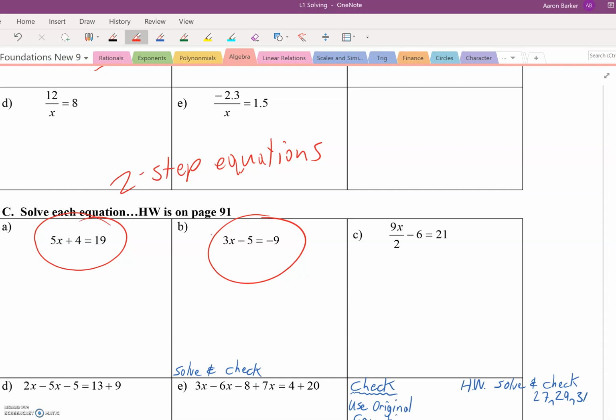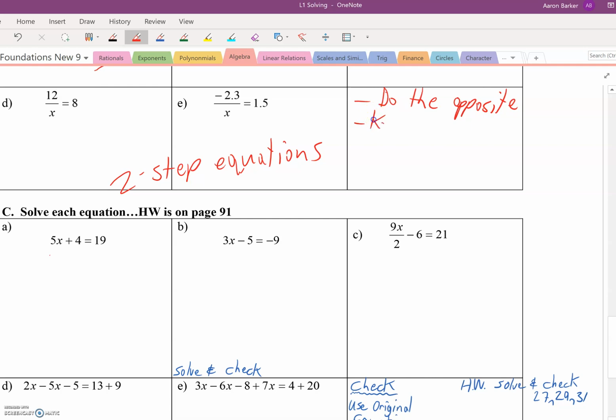And only now, once we've simplified the left side and the right side, do we start moving things across the equal sign. Remember our mantra, okay? So what you want to say to yourself over and over as you're doing this is, do the opposite. And the second part is keep it equal.